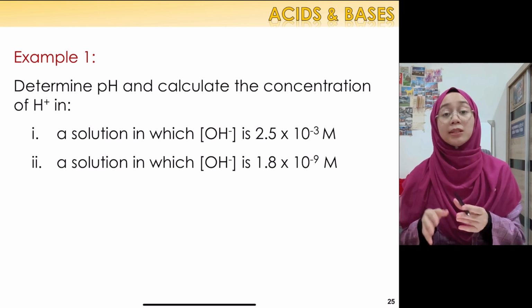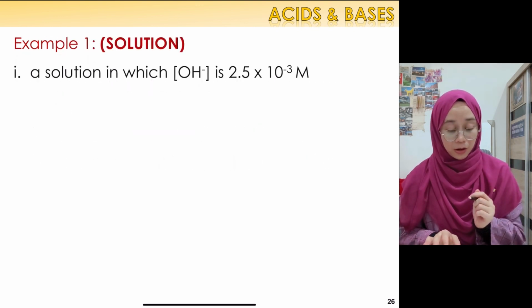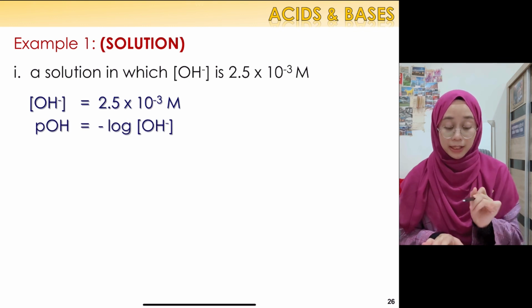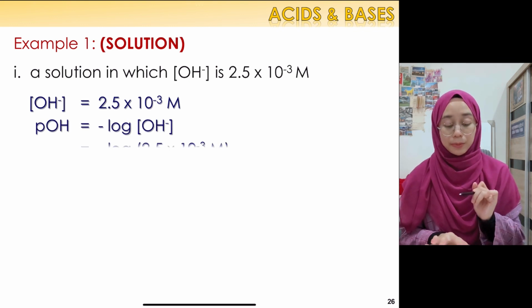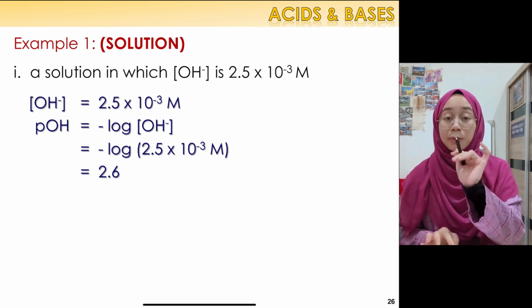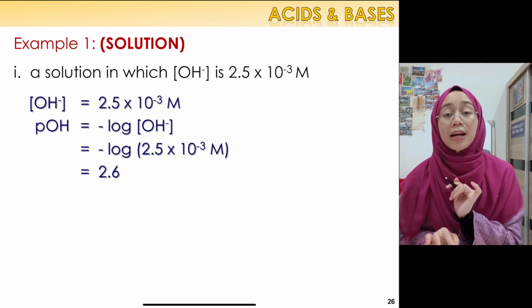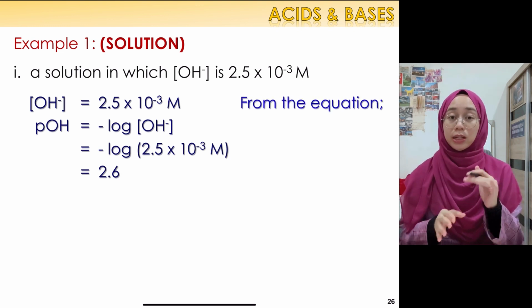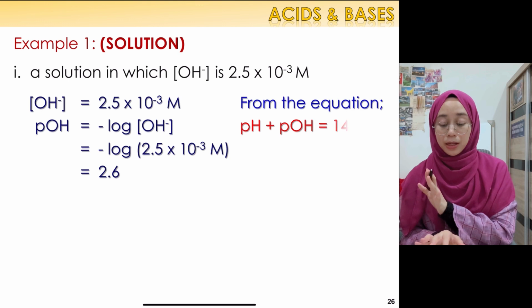Okay, daripada pOH baru kita cari pH lah. Contoh kat sini, basically kita dah ada OH, cari pOH. Masukkan dalam formula negative log OH minus ni tadi. Lepas dah masukkan kita dapat 2.6. But keep in your mind class, ini baru pOH, sedangkan soalan minta pH. Okay, jadi sekarang ni kita tahu yang relationship antara pH dan pOH adalah pH tambah pOH adalah bersamaan dengan 14.